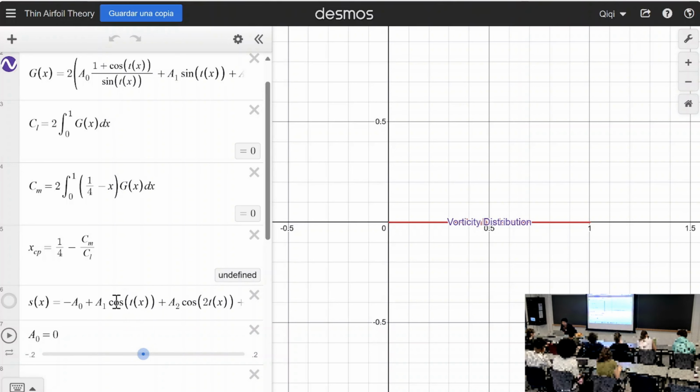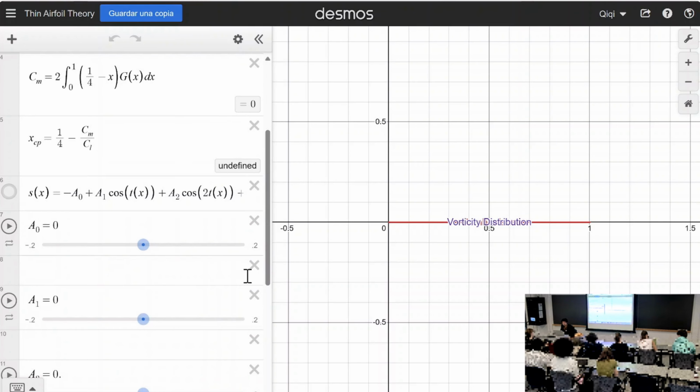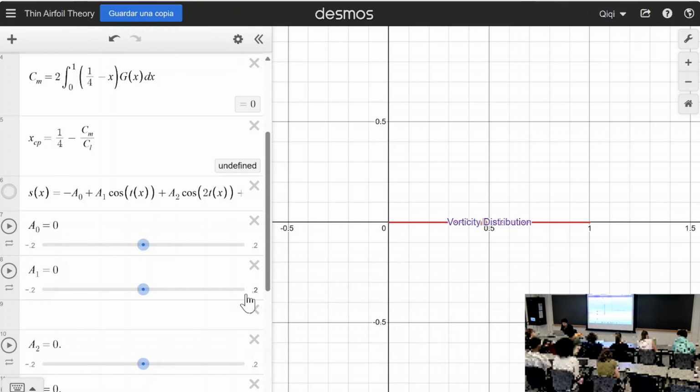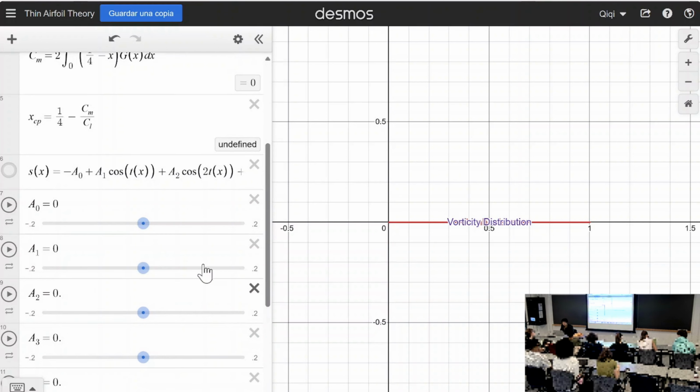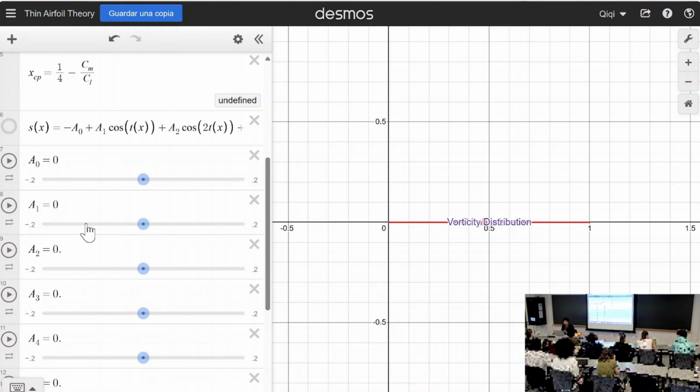So then let me tell you what these variables that I would be tuning mean. I don't know why I have so many. I have A0, A1, A2, A3, A4, A5. In thin airfoil theory, there are actually infinitely many such A's. It's something called a cosine series: every A is multiplied by a different cosine function with higher and higher frequency to give you the shape of the slope.